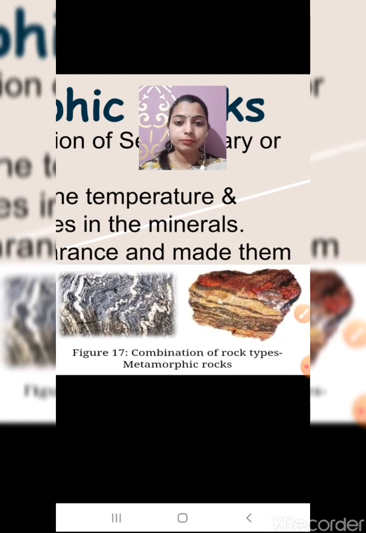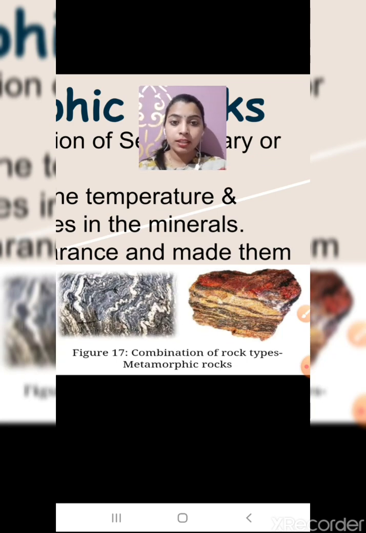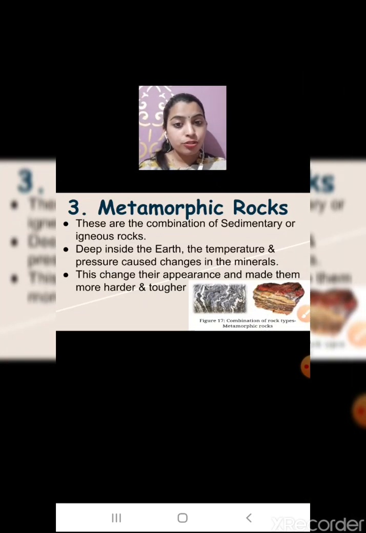See, this is the combination of rocks. What is metamorphic rock? First of all, it is a combination of both the rocks, sedimentary and igneous rock. Then how is this formed? Deep inside the earth, the temperature and the pressure cause changes in the minerals. And this changed their appearance and made them harder and tougher. Alright?